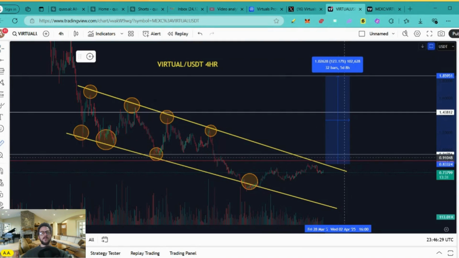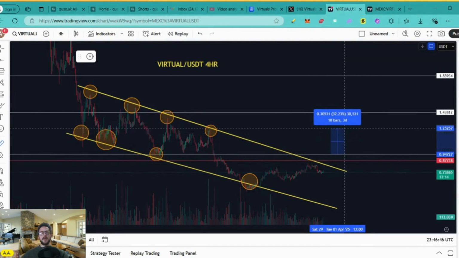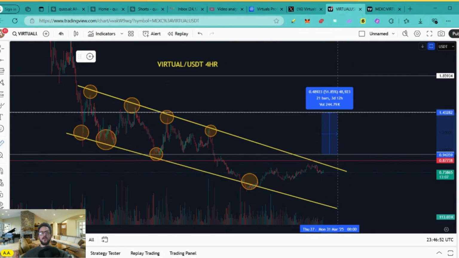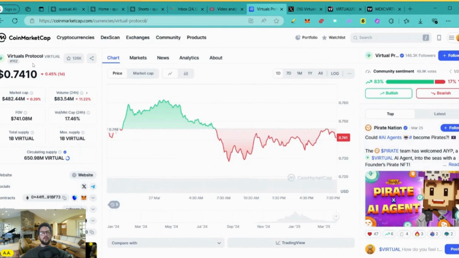If you want to play this in a safer manner, you want to buy the breakout above this first horizontal line that I have here on the chart. Of course, these measured moves are going to become a little bit smaller. For example, the measured move from this breakout of this horizontal line that's located at 94 cents to this first target, that's a 51% move. And then to this last target, that's a 96, 97% move approximately. As you see here on CoinMarketCap, Virtual's Protocol is currently ranked 112. And the market cap is currently sitting at 482 million. Therefore, there is a lot of potential upside here.